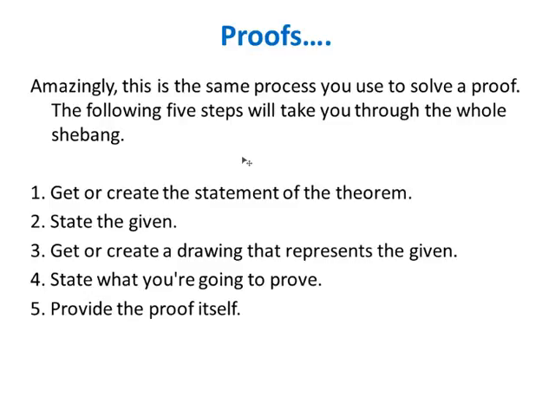So here are the steps that you're going to use when you create a proof. So first, you're going to create the statement of the theorem. You're going to get or create the statement. And you're going to state what that given is. And then you get or create a drawing that helps represent the given, and you state what you're going to prove, and then you provide the proof itself. So this is going to make more sense, so keep with me.